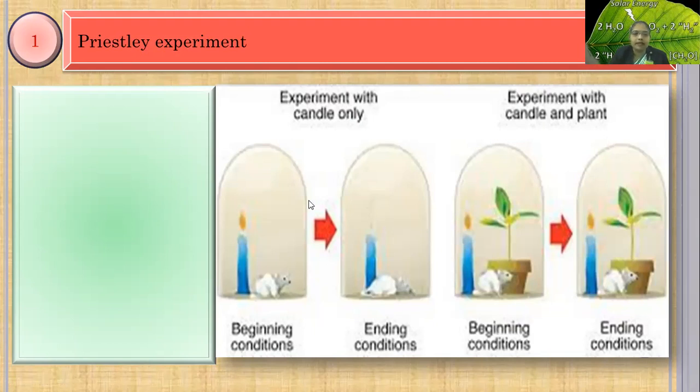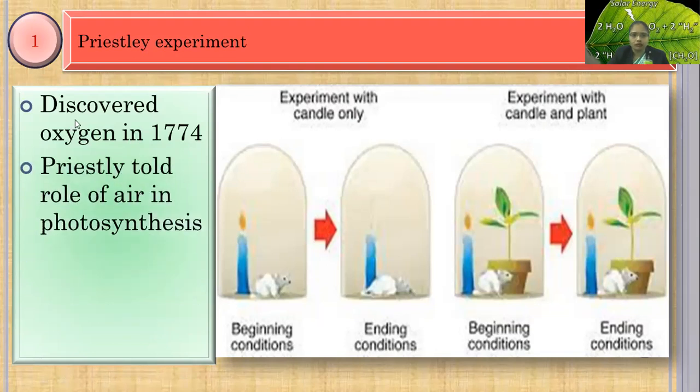Hence, here experimentally he proved the role of air in photosynthesis, and in 1774 Priestley discovered oxygen.